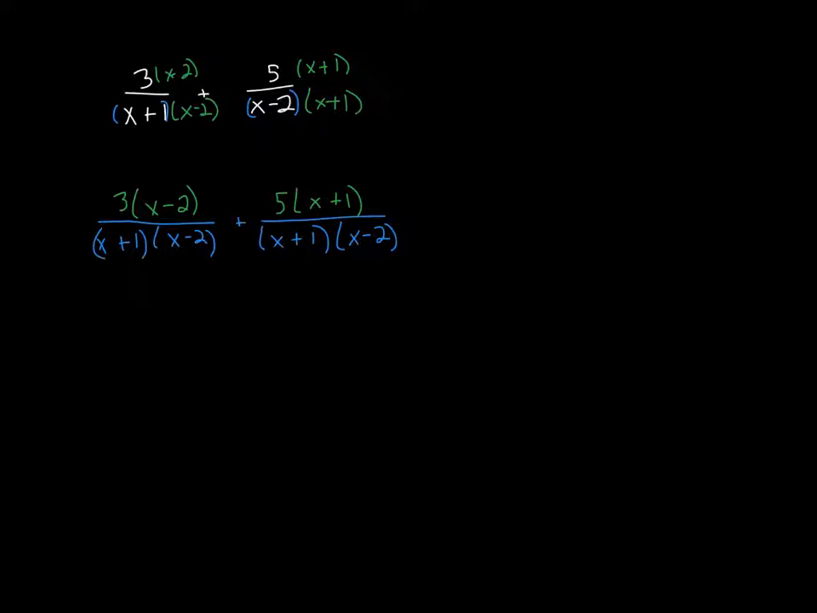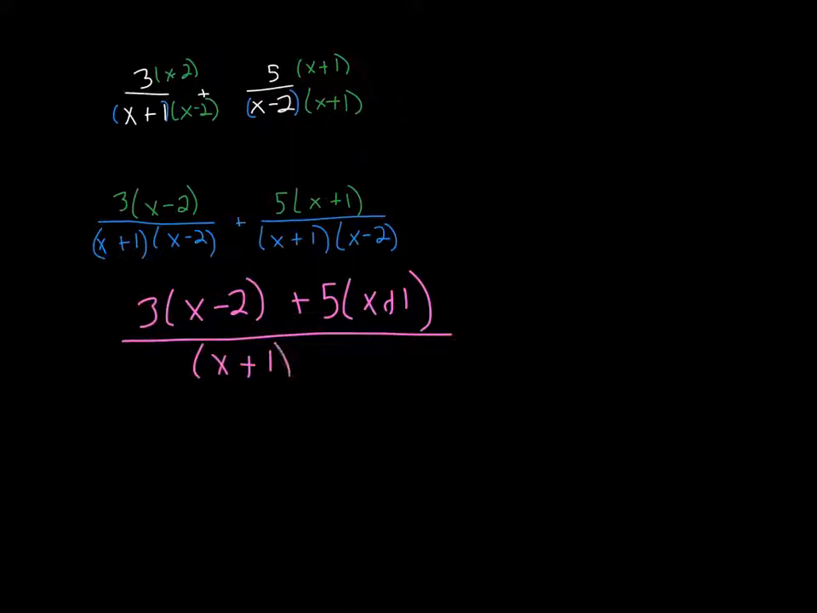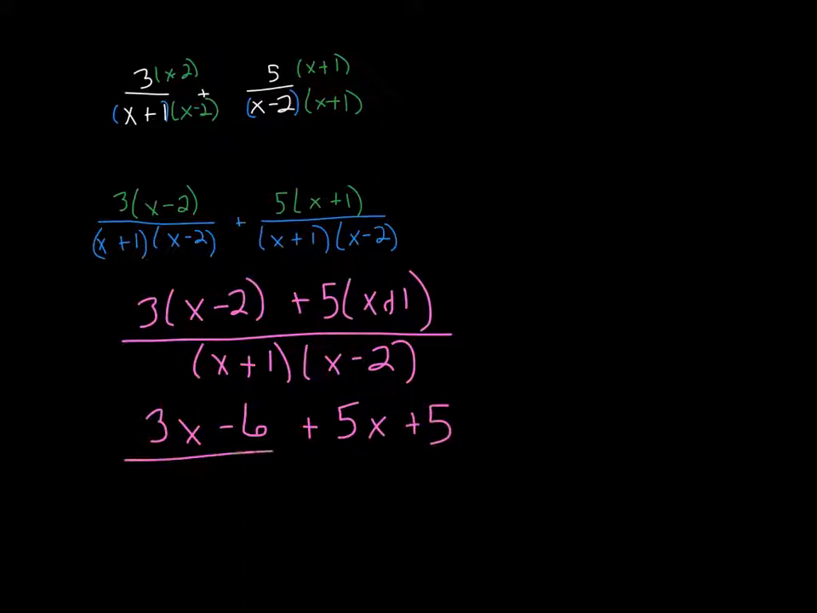All right, now that we have a common denominator, we can add our numerators together. 3 times x minus 2 plus 5 times x plus 1 over x plus 1, x minus 2. Now we do need to simplify our numerator. We can start by distributing to eliminate the parentheses. That'll give you 3x minus 6 plus 5x plus 5 over x plus 1, x minus 2.